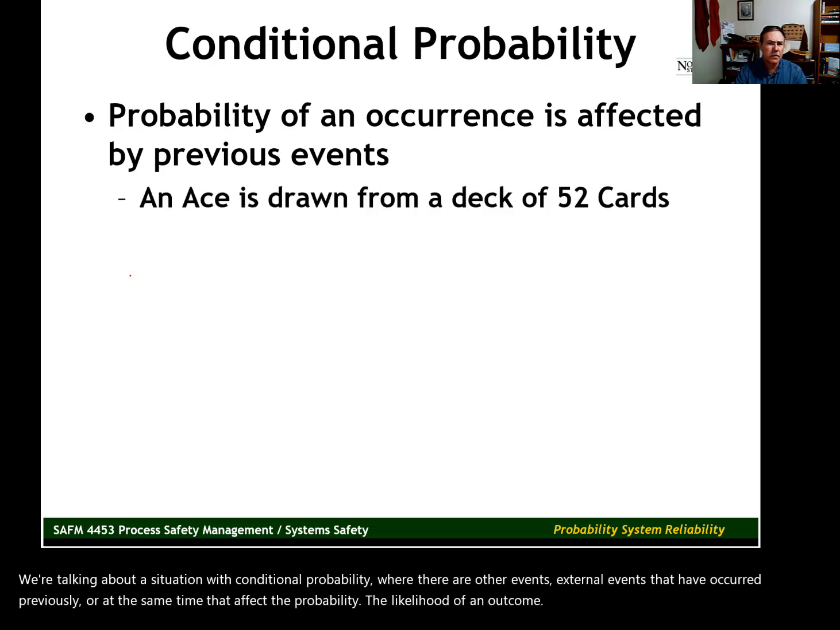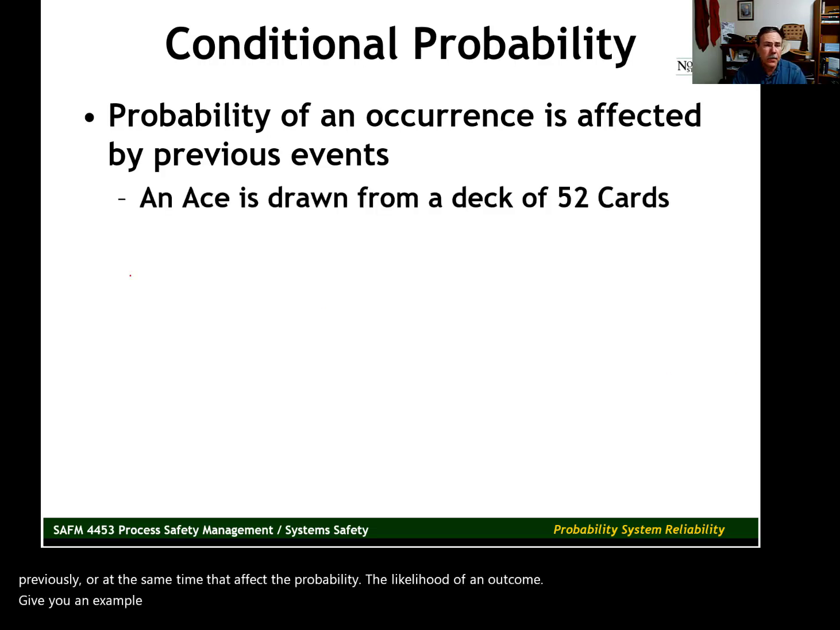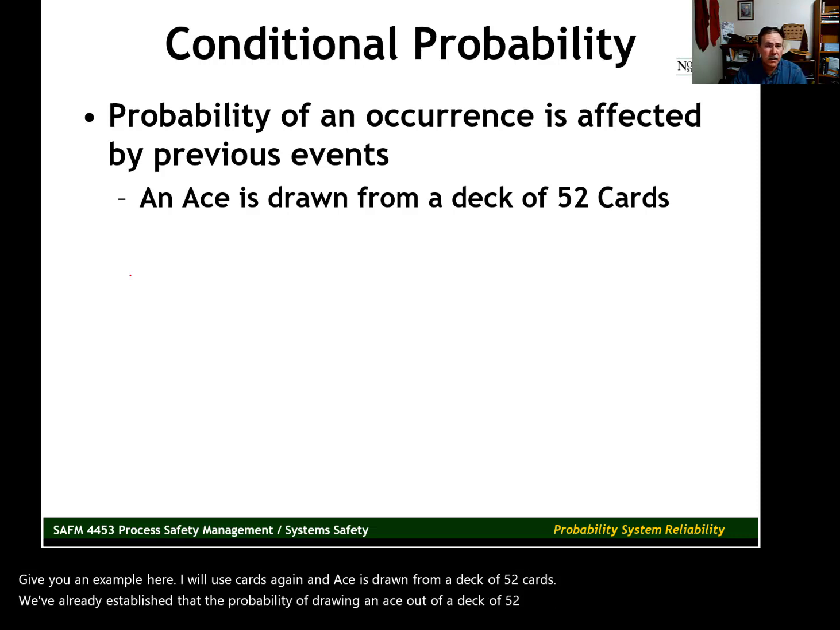Give you an example here. We'll use cards again. An ace is drawn from a deck of 52 cards. We've already established that the probability of drawing an ace out of a deck of 52 cards is 7.7%.